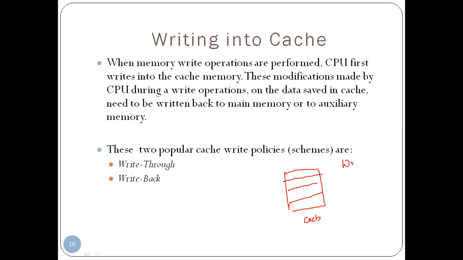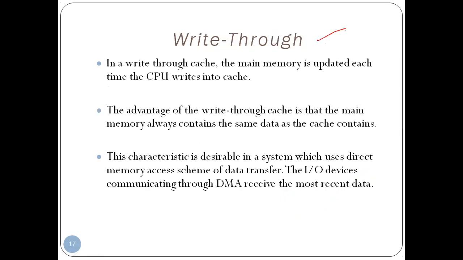So when we talk regarding writing, the CPU first writes the data into the cache. These modifications are made by the CPU during a write operation only, not a read operation. So the data saved in the cache is modified only in write mode. There are two policies in writing into cache: write through and write back. Very, very important for short answers. So what are the cache write policies? You have to say write through and write back. So what do you mean by write through? So write through means, so this is the cache memory, right?